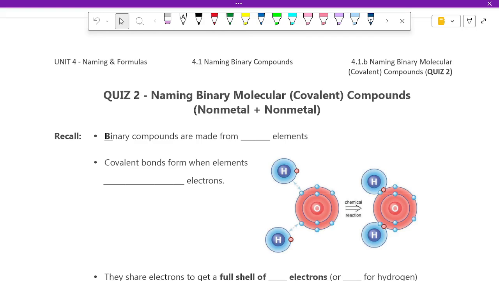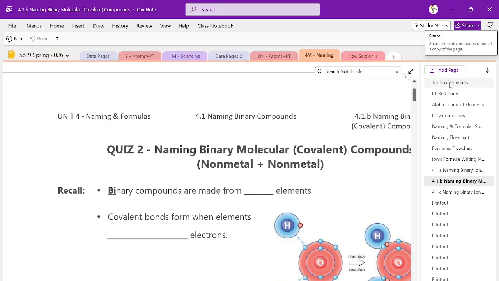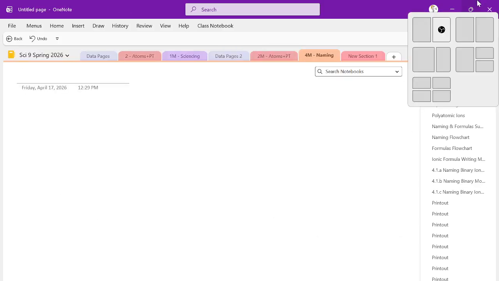Yesterday we learned how to name simple compounds. What type of compounds did we learn yesterday? I'm actually just going to go off script here.